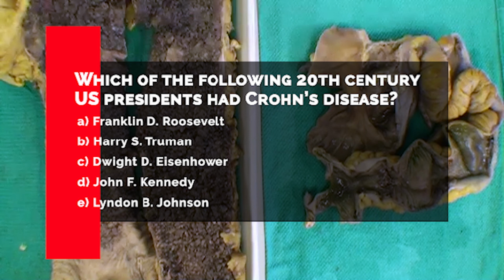So the correct answer is Dwight Eisenhower. So he had Crohn's disease. FDR was confined to a wheelchair. It was thought to be polio, but it may have actually been Guillain-Barré syndrome. It's a bit unclear. JFK did have bowel problems, but it's thought to be more IBS rather than IBD. He also had Addison's disease. Lyndon B. Johnson had heart trouble, and Harry S. Truman, as far as I know, did not have any health issues and lived to a ripe old age.